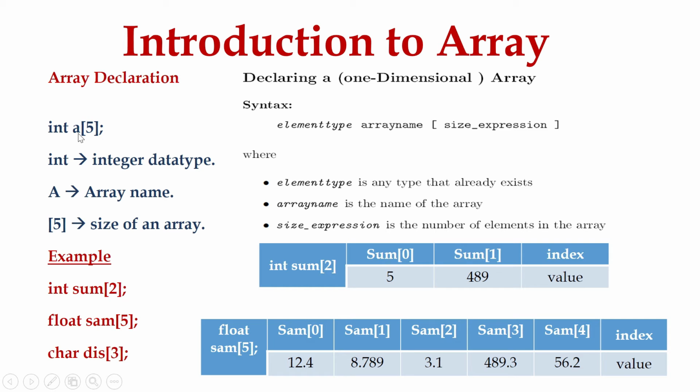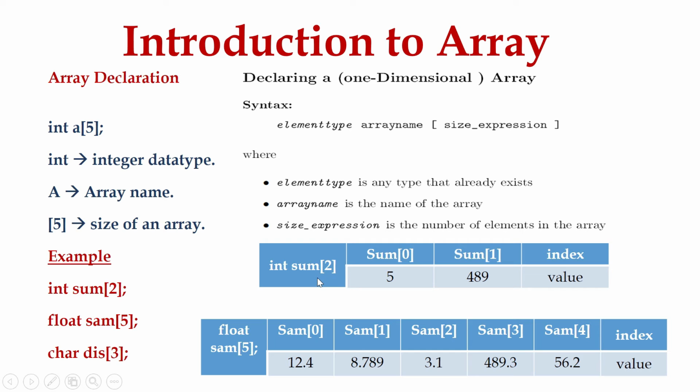What is int? int is an integer data type, a stands for the array name, and the size of the array is 5. For example, if you wish to declare integer sum of 2, it can hold only two values, sum of 0 and sum of 1. Float sum of 5 can hold five values starting from sum of 0 to sum of 4. And char is a character data type; disp of 3 can hold three values starting from disp of 0 to disp of 2.